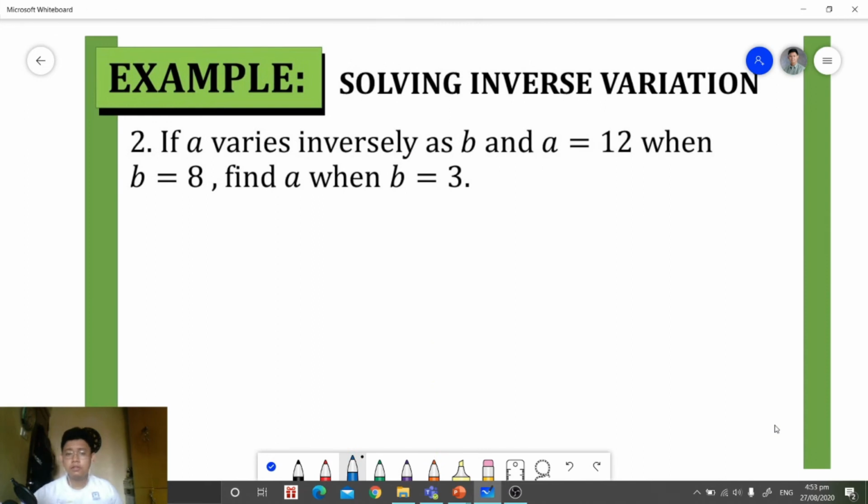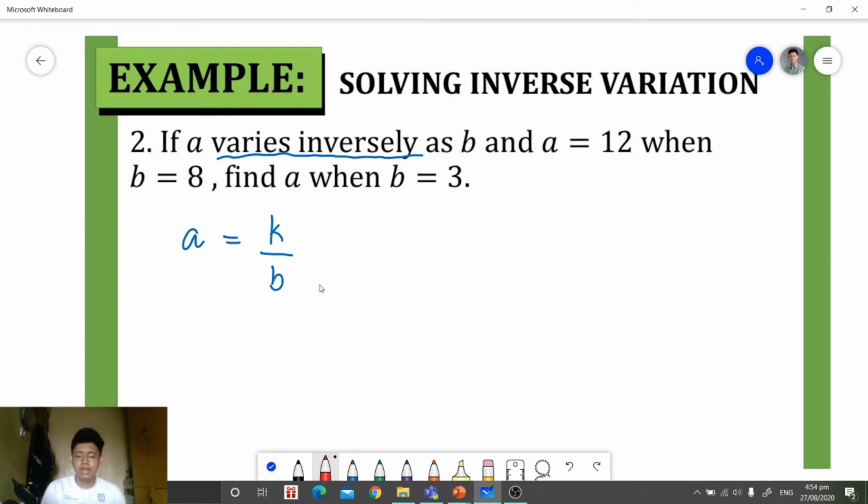Alright, let's have another example. For example, if a varies inversely as b and a is equal to 12 when b is equal to 8, we're looking for the value of a when b is equal to 3. So in this case, we're going to focus on the phrase varies inversely. So we're going to deal with inverse variation, and we will have an equation a is equal to k over b.